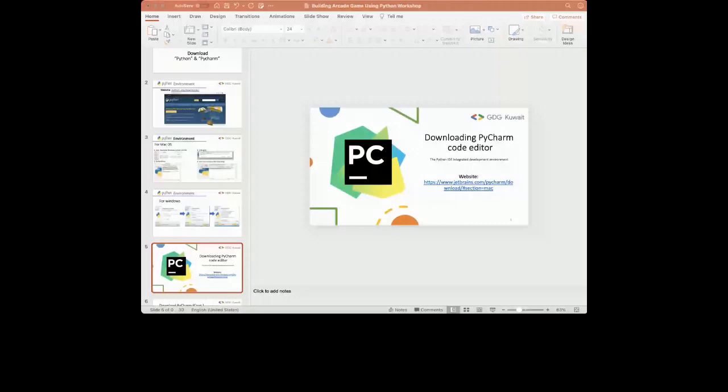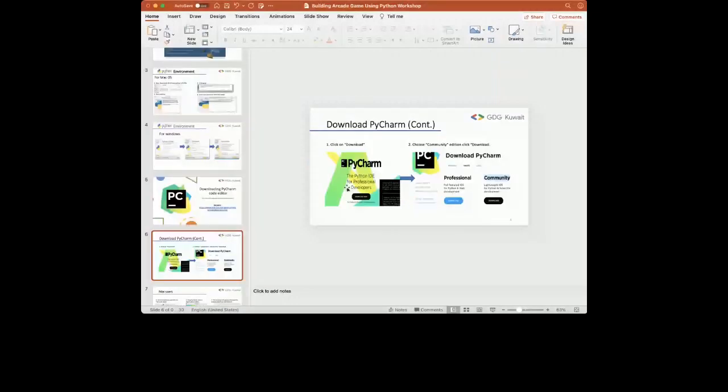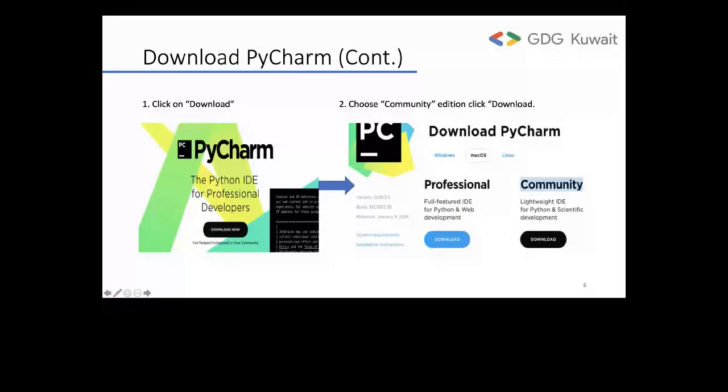Okay, good. Click on the link I've provided now and start downloading PyCharm. You will see something like this. Click download. You will see 2 versions. Click on community and click download. Before that, choose your operating system, whether you're on Windows, Mac OS or Linux, then choose the community version and download it.